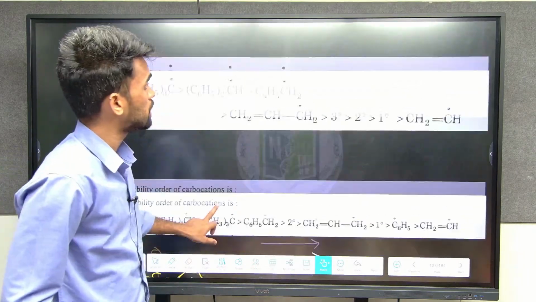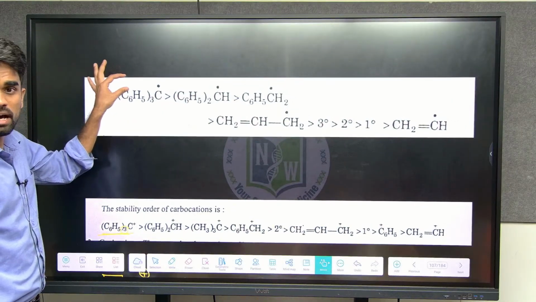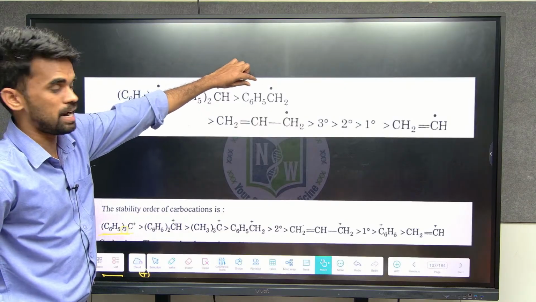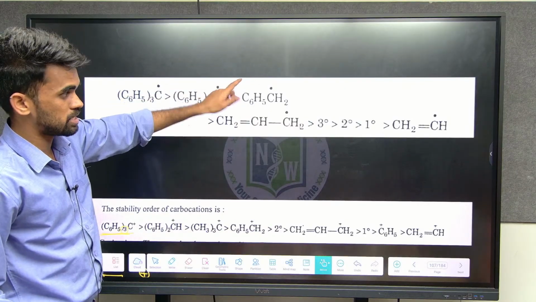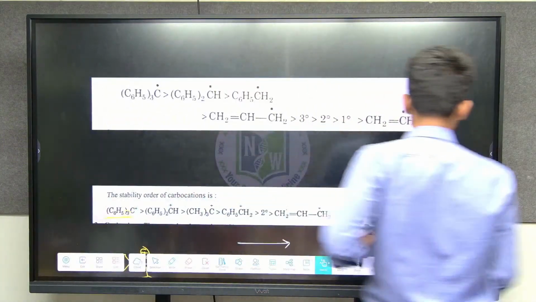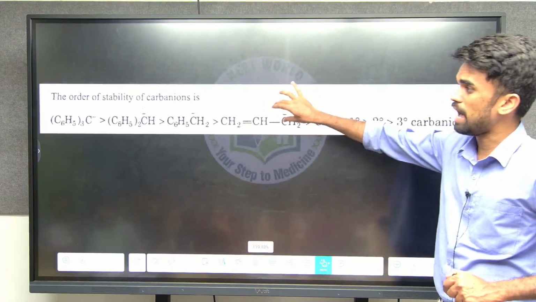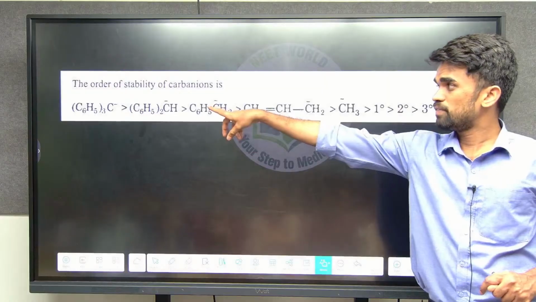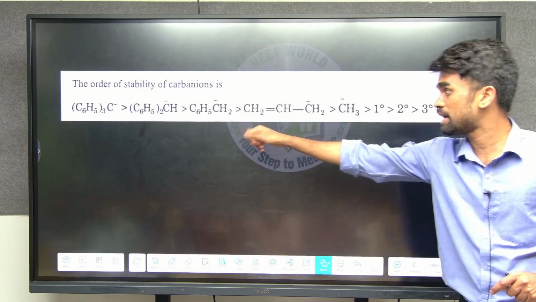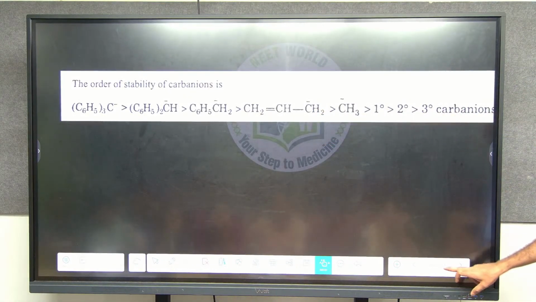Same story with this one. What is this? Free radicals. First triphenyl carbon free radical, next diphenyl carbon free radical, next benzyl free radical. Here the order is slightly changed. You just check. So this will be the overall order. That's it. Next. The same story with respect to carbanions also. Triphenyl carbanion, next diphenyl carbanion, benzylic carbanion, allylic, methyl, primary, secondary, tertiary. That's it.